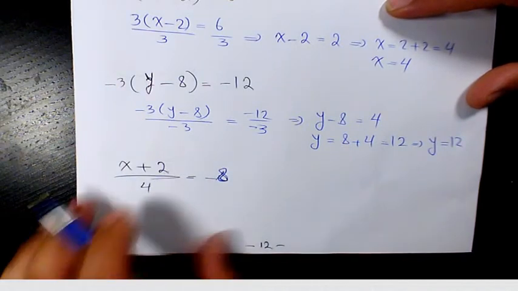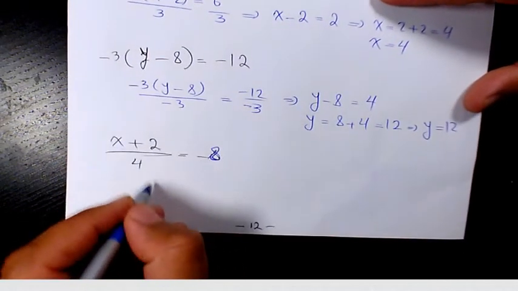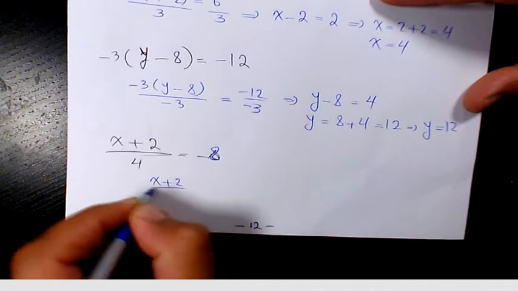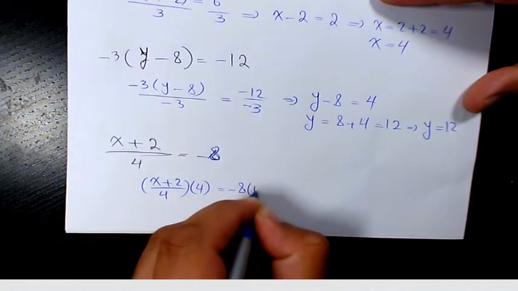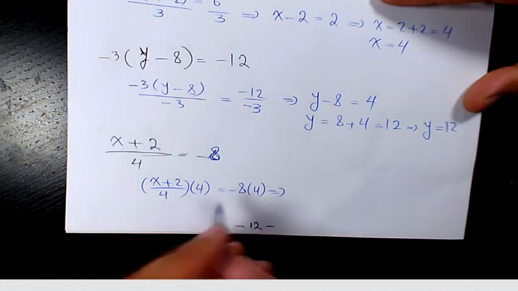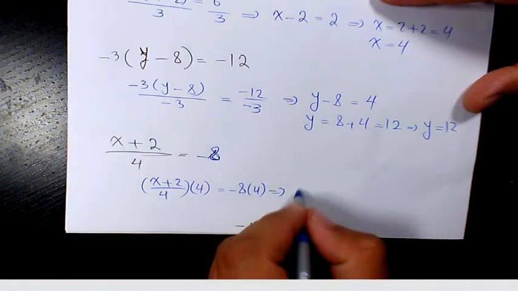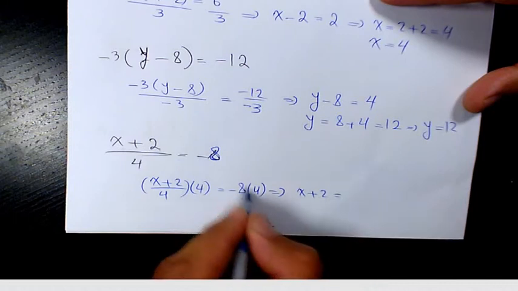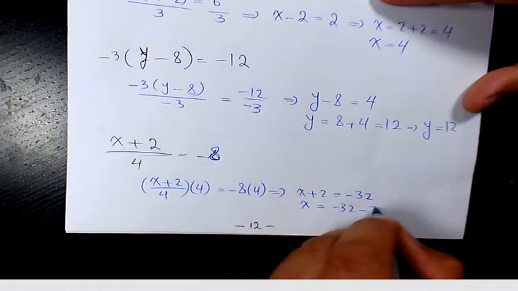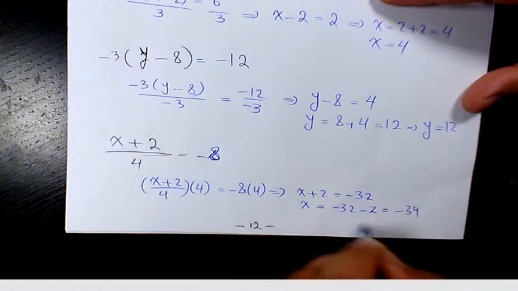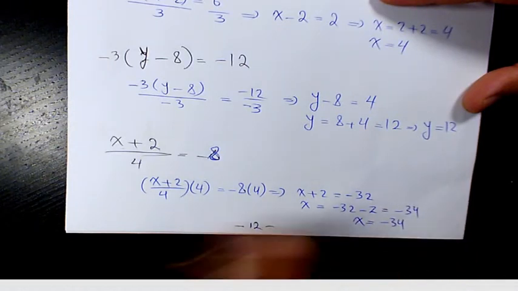x plus 2 divided by 4 equals to negative 8. What I need to do, I need to multiply both sides by 4 in order to get rid of the denominator. 4 and 4 cancel out. You have x plus 2. Negative 8 times 4 is going to be negative 32. So x will be negative 32 minus 2, which is negative 34. So x equals to negative 34.